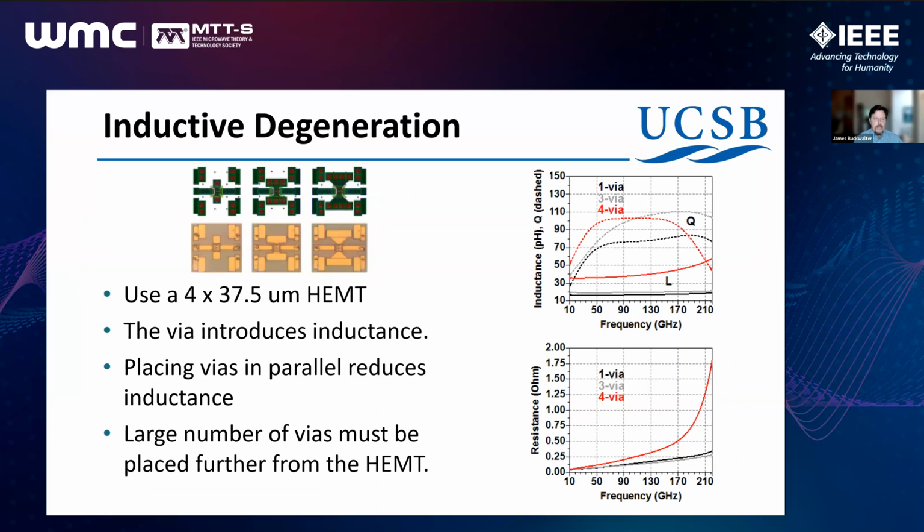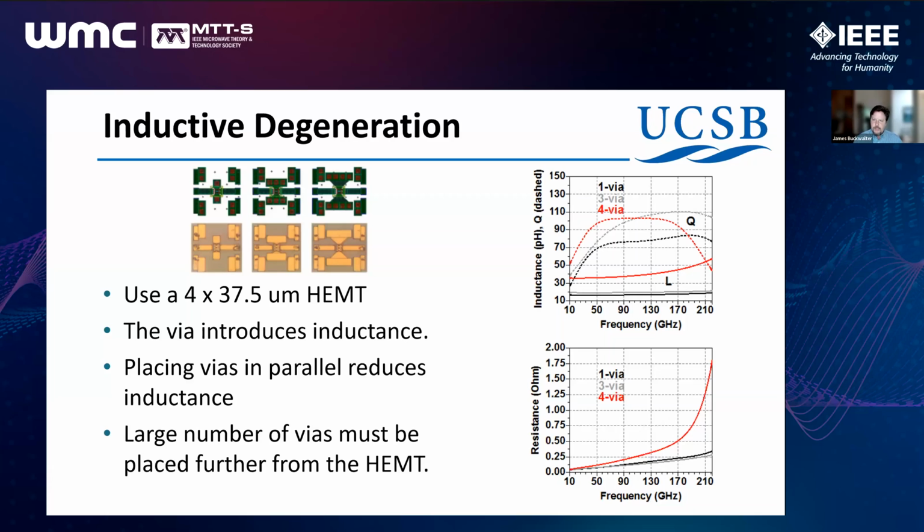This is an example of how we introduced it in a 4x37.5 micron HEMT. The baseline device is shown on the left compared to a laid out transistor with a single via. What we ended up doing was adding multiple vias to control that source inductance. So we have to live with the via. If we put 3 vias in parallel, one would expect that the inductance might drop.